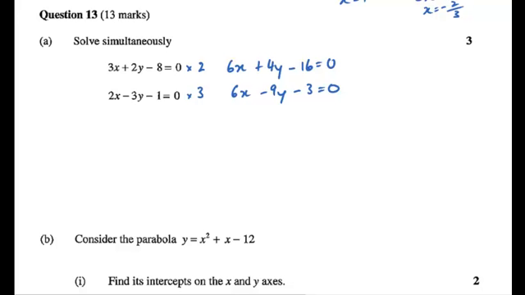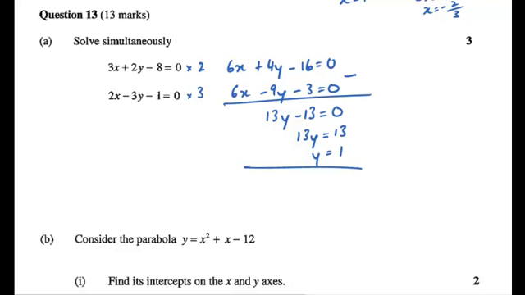Okay, now I have a 6x in both of them, so I'm going to subtract the equations. So subtracting those equations, 6x minus 6x is 0. 4y minus negative 9y becomes 4 plus 9y, so that's 13y. Negative 16 minus negative 3 becomes negative 16 plus 3, which is negative 13, and that equals 0. So adding 13 to both sides, we get 13y equals 13, so y equals 1.